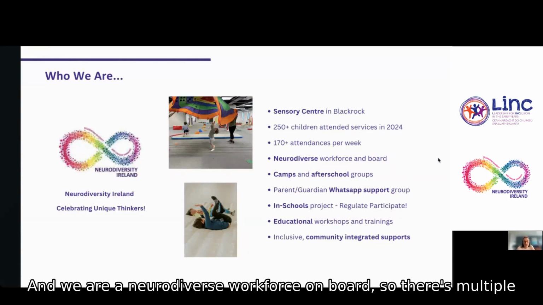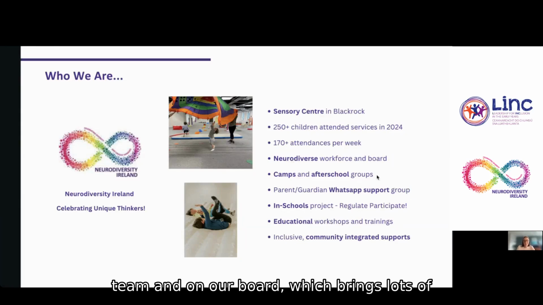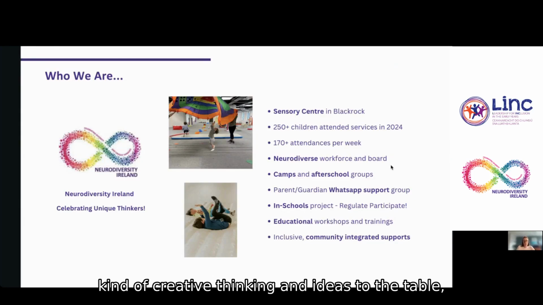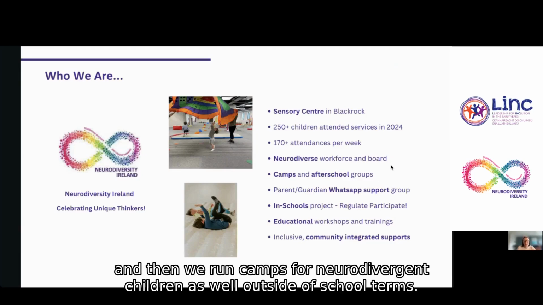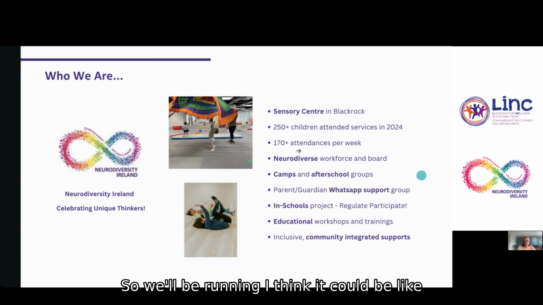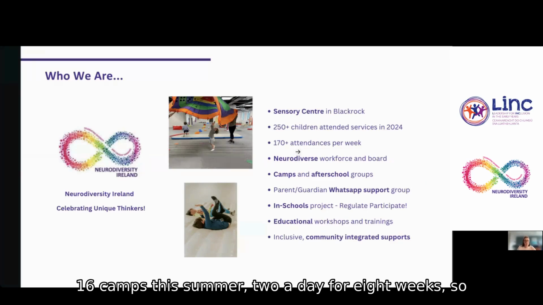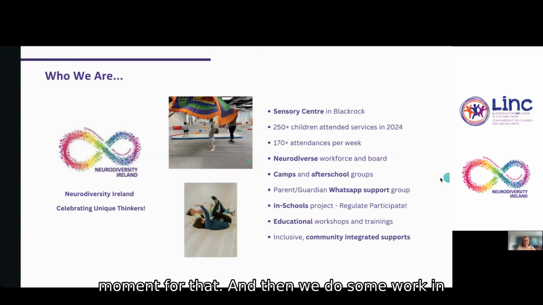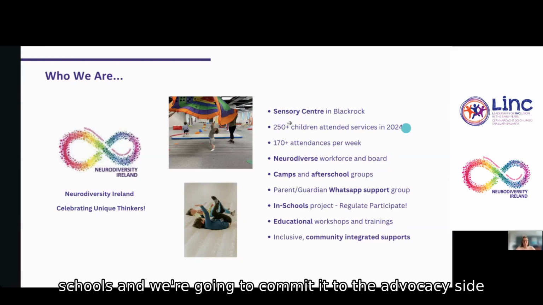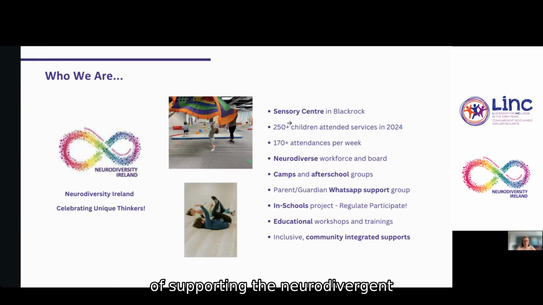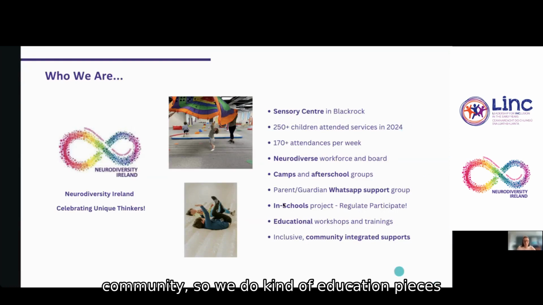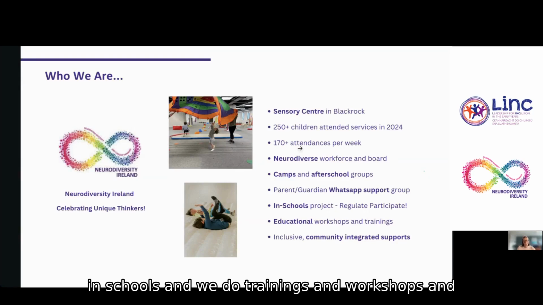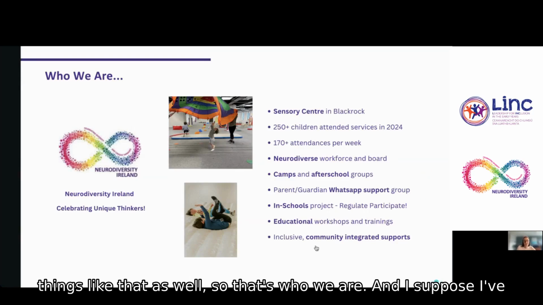And we are a neurodiverse workforce and board. So there's multiple different neurotypes on our team and on our board, which brings lots of creative thinking and ideas to the table. And then we run camps for neurodivergent children as well outside of school terms. So we'll be running, I think it could be like 16 camps this summer, 2 a day for 8 weeks. So we're in our crazy planning mode at the moment for that. And then we do some work in schools, and we're committed to the advocacy side of supporting the neurodivergent community. So we do education pieces in schools, and we do trainings and workshops and things like that as well. So that's who we are.